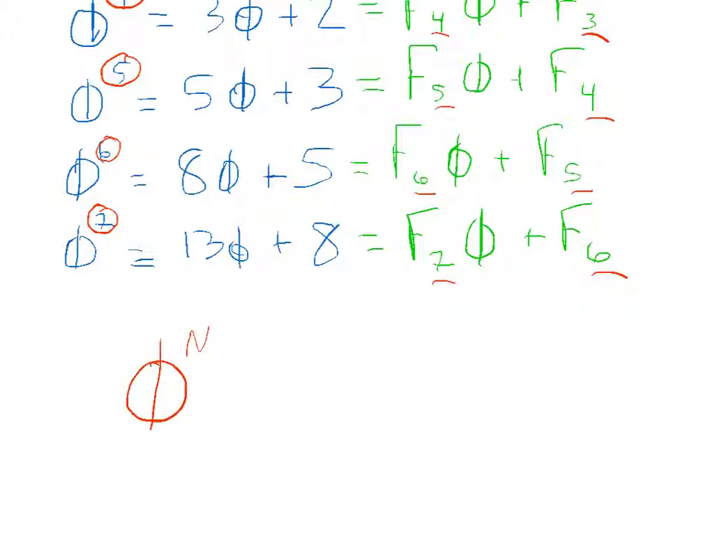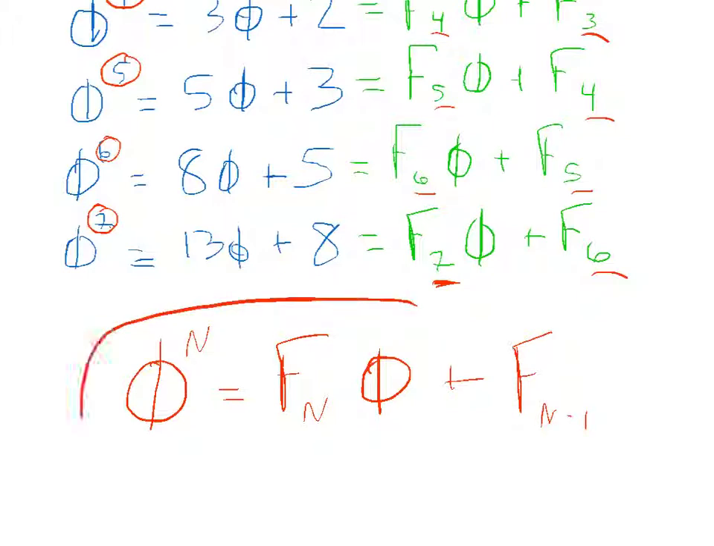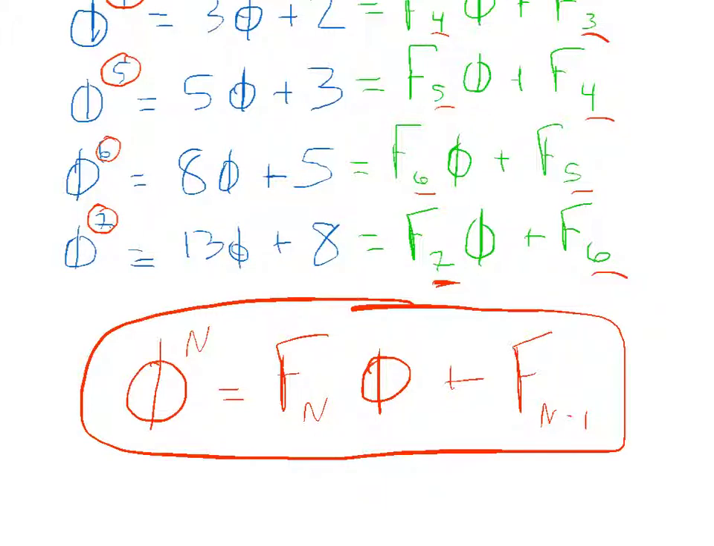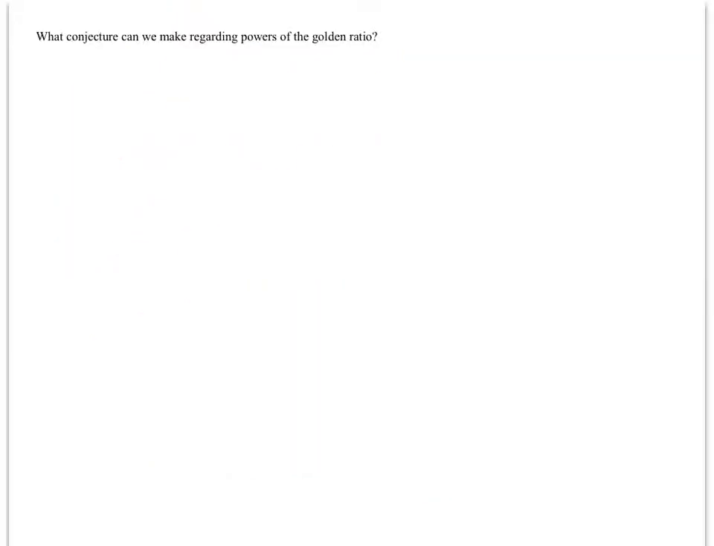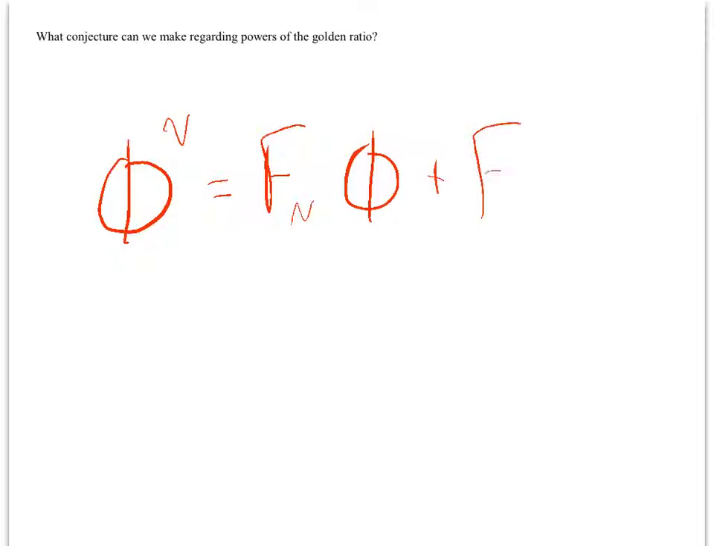phi to the n would be equal to f sub n times phi, because these numbers are always matching, plus the Fibonacci number before the nth, which would be f sub n minus 1. So this is a little shortcut for raising phi to a power. Oh, we just did this. Phi to the n equals f sub n times phi plus f sub n minus 1.